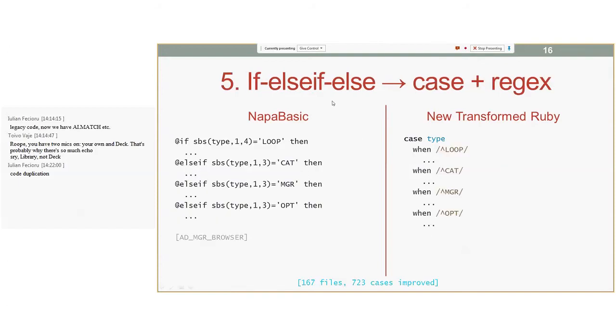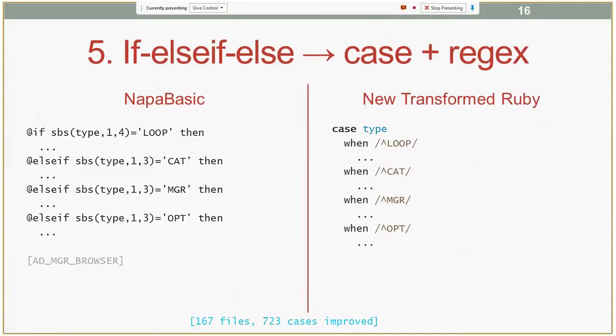Then if else, we can also apply to regular expressions, because the Ruby case statement is wonderfully powerful. It can compare not only equality but also matching of regular expression. So for example, in AD-MGR browser, which is in the code base we are focusing at the moment, there was a very complex long case if statement where we are checking whether the type begins with loop, whether the type begins with cat, whether the type begins with MGR, and so on.